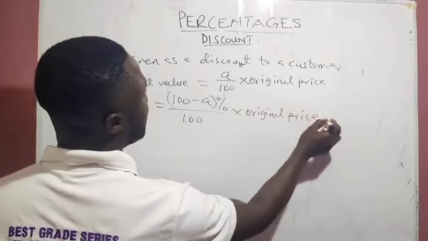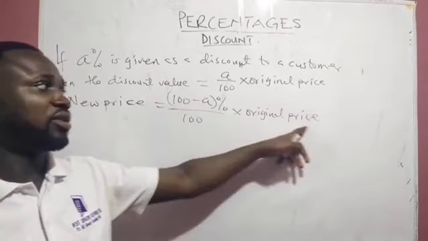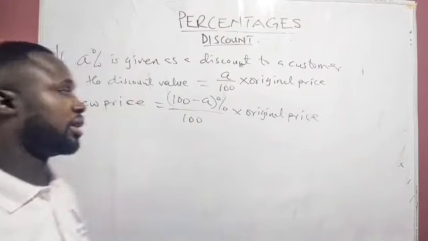So let's say I'm giving a discount of 20%. It means I'm going to pay 80 over 100 times the original price. Is that okay? All right.